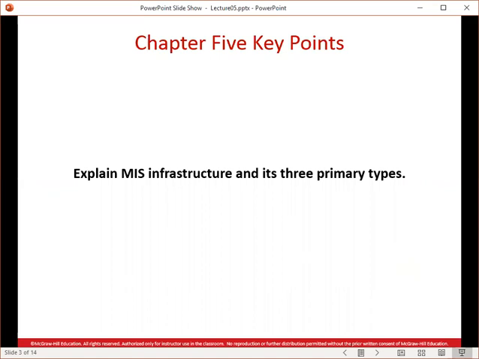So the first key concept we looked at was the three primary types of MIS infrastructure. The three primary areas where enterprise architects focus when maintaining a firm's management information system infrastructure are supporting operations, and that's an information MIS infrastructure that identifies where and how important information, such as customer records, is maintained and secured. A second area is supporting change.